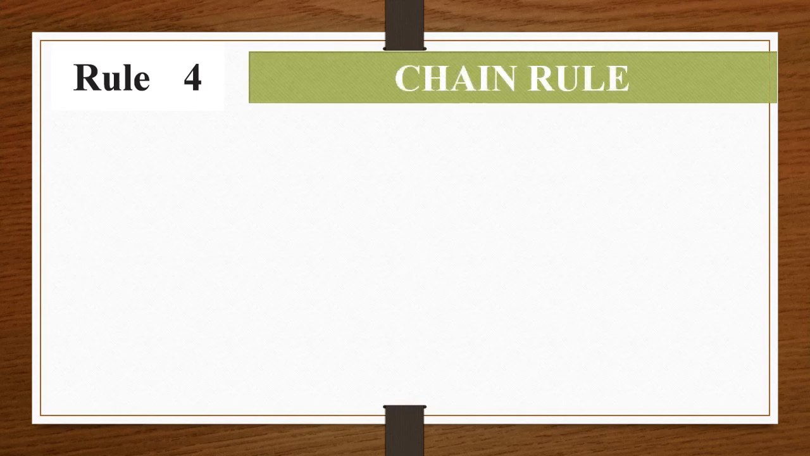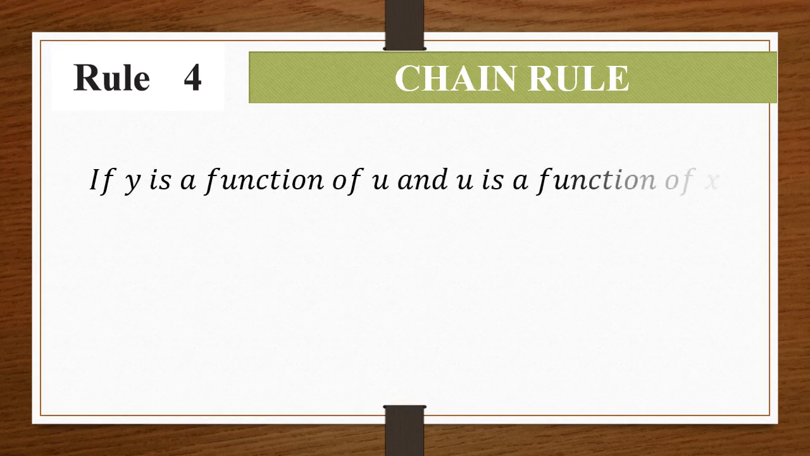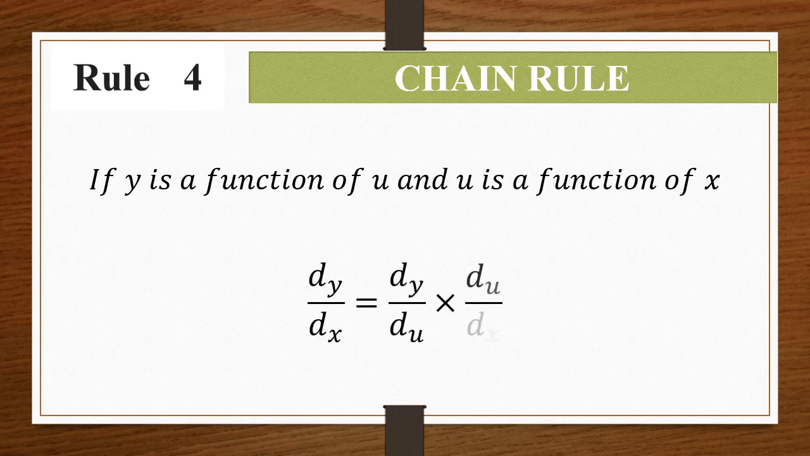Sometimes we can't differentiate the given equation directly. There is no other option. We have to convert it into another equation. So if y is a function of u and u is a function of x, that means y is not directly the function of x, but y is a function of u, and then u is a function of x. At that time we have to find dy upon dx as dy upon du multiplied by du upon dx. That means we have to find two separate differentiations of two separate functions and then multiply them to find the answer. If we see the illustration, we will understand it better.